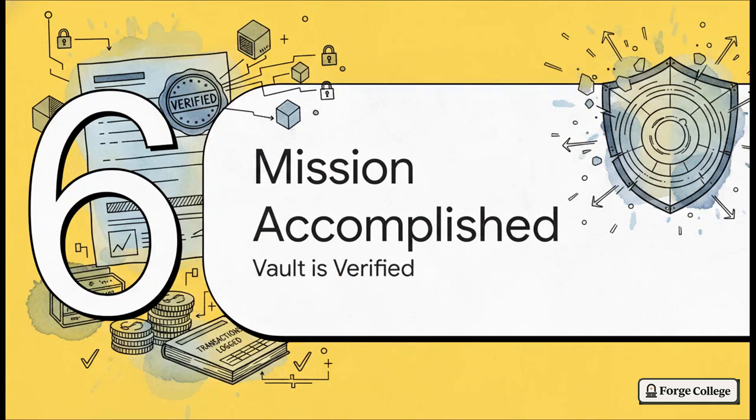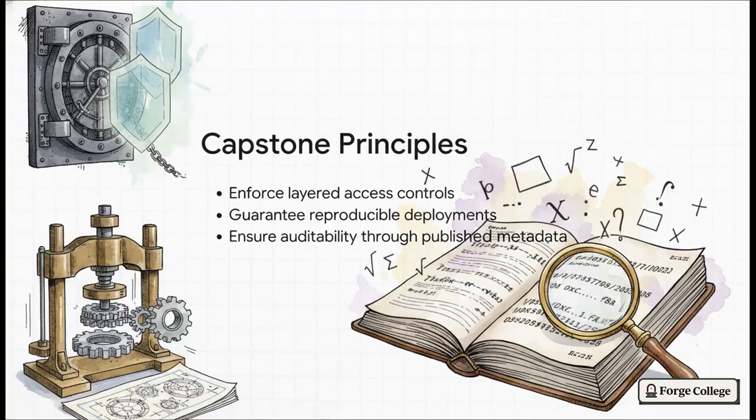Section 6. Mission accomplished. With our checks completely passed, we can confidently stamp this blueprint verified and look at the big picture. Here are the core takeaways of our entire Capstone increment. First, we enforce layered access controls. By combining Ownable, Pausable, and AccessControl, we've drastically reduced single points of failure.